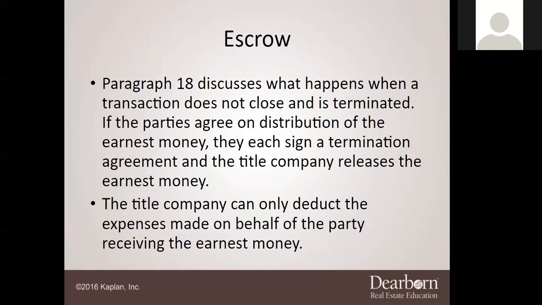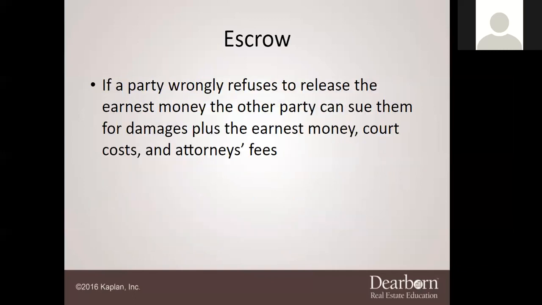The title company, again, like it says, can only deduct the expenses made on behalf of the parties that are receiving the earnest money. If a party wrongly refuses to release the earnest money, the other party can do what? Sue them for damages, plus the earnest money, plus the court costs and the attorney's fees. But again, if it's $1,000 earnest money, or even sometimes $2,000, is it even worth trying to sue? Because your retainer for an attorney is going to be what? $2,500, and you're taking a 50-50 shot of them actually releasing that earnest money.